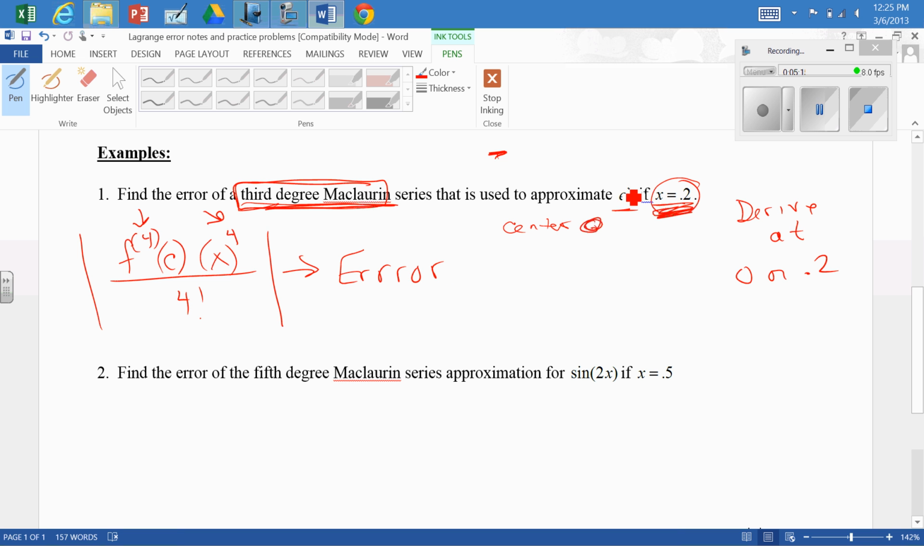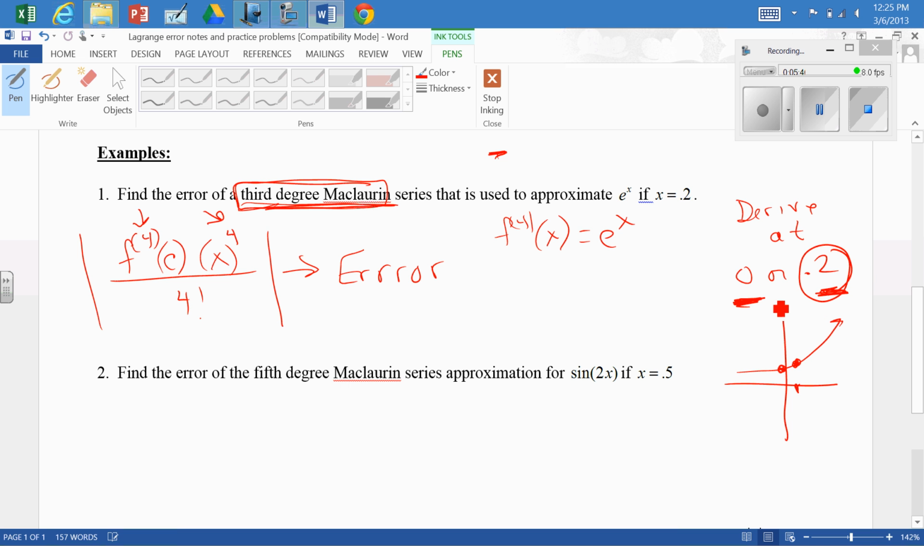So, looking at e to the x, if we want to do the fourth derivative of e to the x, let's look at that first. Let me erase this real quick. Our fourth derivative of e to the x we know is e to the x. So now we need to think, if we plug in 0, e to the 0 is 1. If we plug in 0.2, well, you got to think about this visually. Here's 0, here's 0.2. This guy's going to be a little bit higher. So we are going to plug in 0.2 for our fourth derivative. So we're going to do f4 of 0.2 equals e to the 0.2.